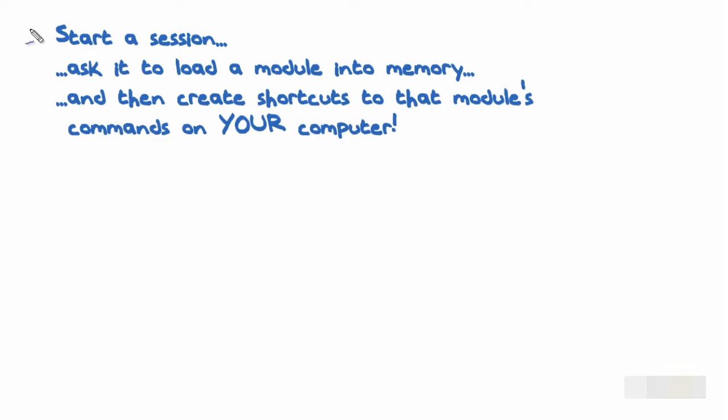Now this is one of the neater features. In PowerShell version 2, it was pretty much overlooked. It got a little easier to use in PowerShell version 3, and I think more people are starting to pay attention to it. Basically, I'm going to show you how to start a session on a remote machine and ask that session to load one of its local modules into its memory, but then bring over a copy, shortcuts of that module's commands onto your computer.